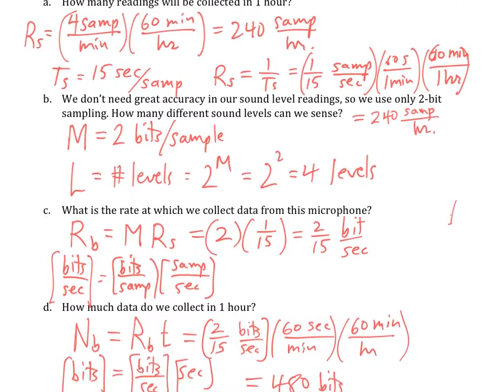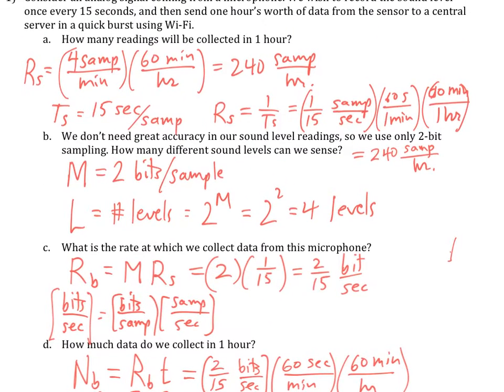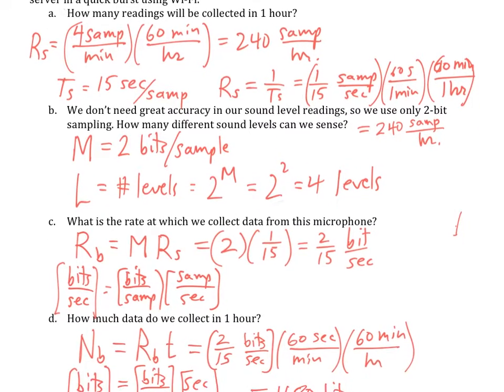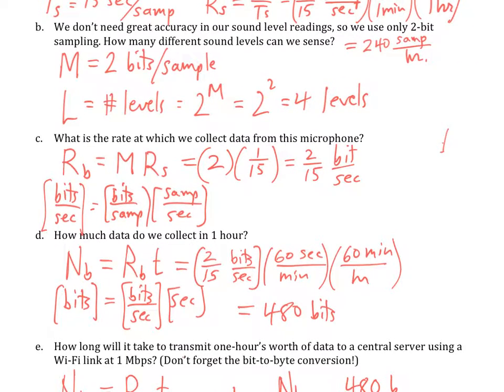Let's look at the answer to part D. It says 480 bits are collected in an hour. But back at part A, it asks how many readings are collected. So there are 240 samples per hour, but 480 bits per hour. And that makes sense because there are 2 bits per sample.